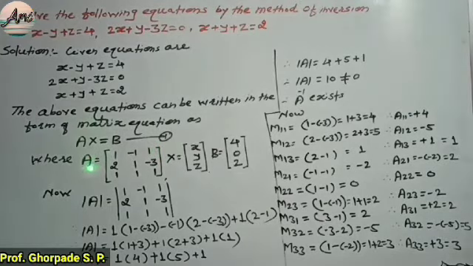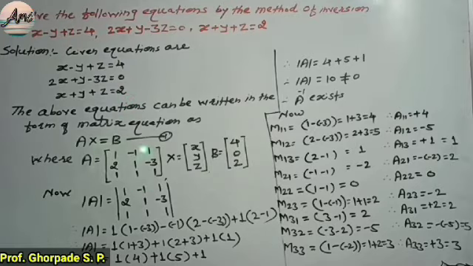Where A is a matrix whose elements are nothing but the coefficients of x, y and z in the given equations. So here the coefficient of x is 1, y is minus 1, z is 1. Therefore, the elements of the first row of this matrix are 1, minus 1, 1. Similarly, the elements of the second row are 2, 1 and minus 3. And the elements of the third row are 1, 1, 1. X is the column matrix consisting of the terms x, y and z. And B is the column matrix consisting of the constant terms 4, 0, 2.